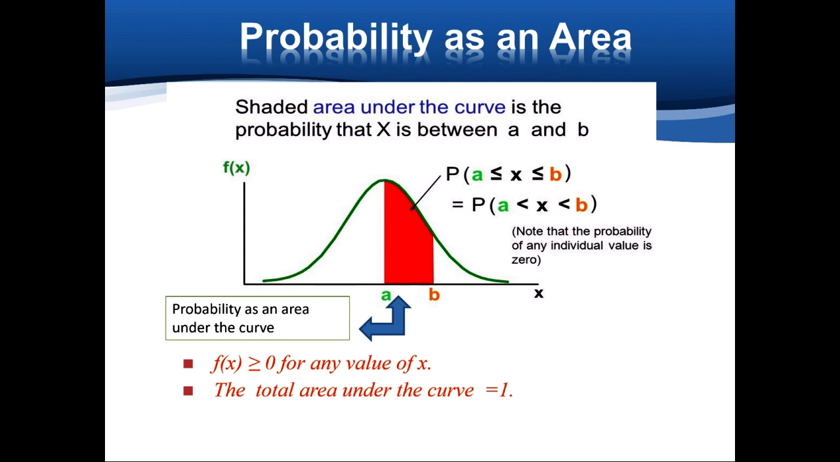Also, because area over intervals represents probabilities, it follows that the total area under a probability distribution, the total probability of all values of x, should equal 1.